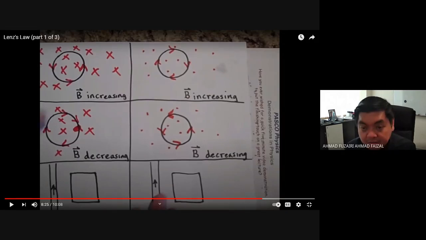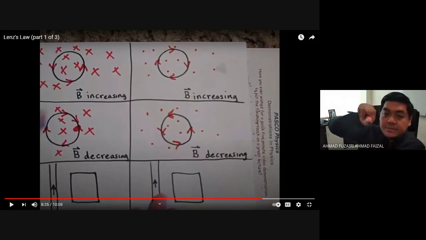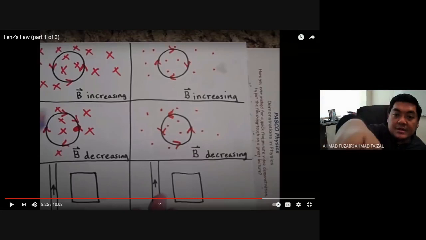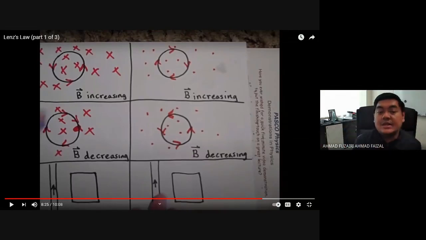Okay, but magnetic field is increasing. Okay, but dalam keadaan macam mana? Keadaan magnetic field dia keluar daripada page. So apa yang kita nak buat untuk oppose dia? Kita terpaksa buat, now you point your thumb towards the screen, and then you curl your fingers. So that's how you can get the induced current's direction.